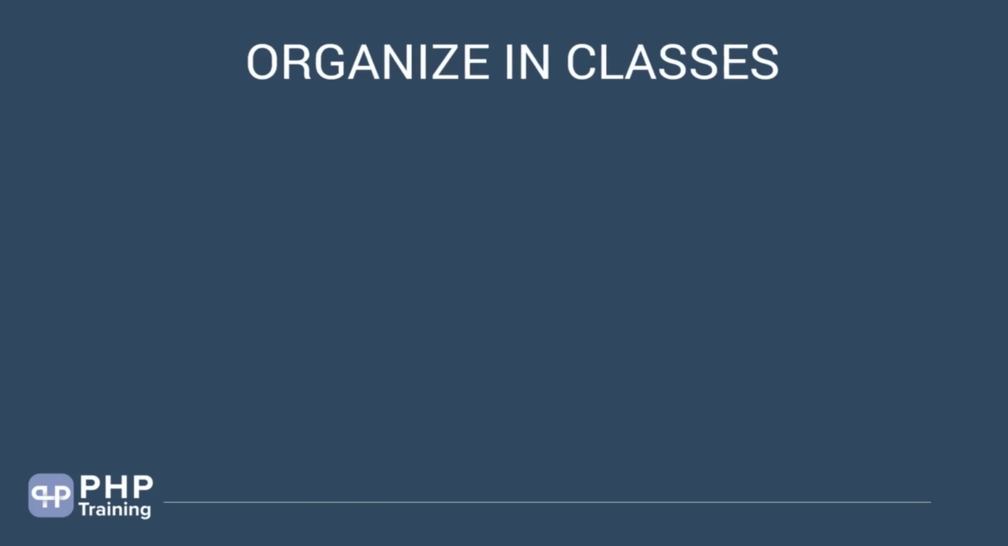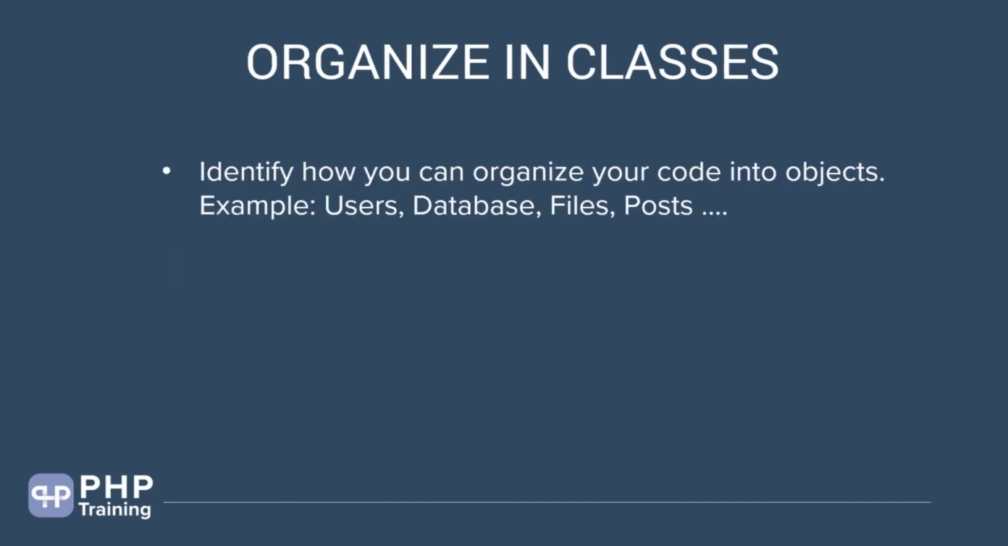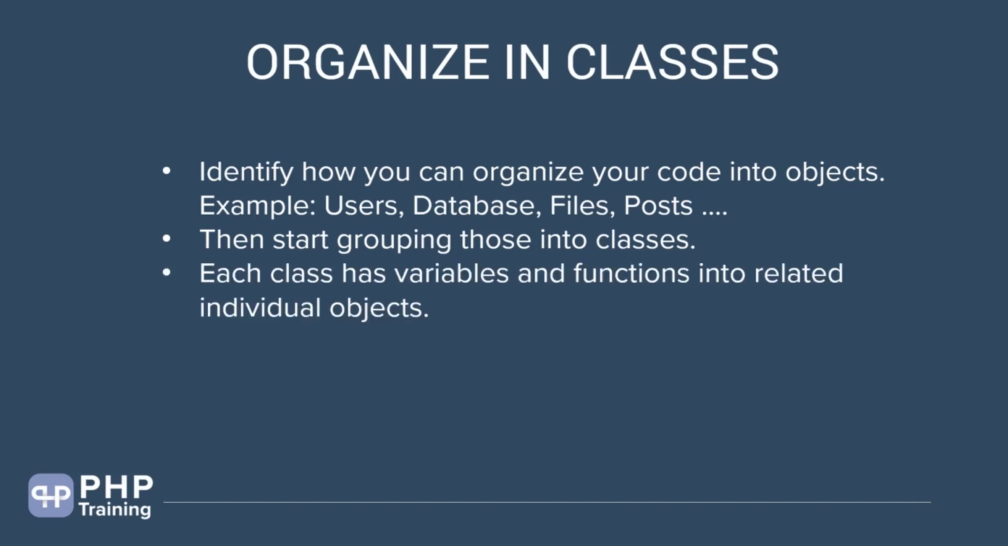So let's look at how to organize in classes. You have to identify how you can organize your code into objects, for example users, database, files, and posts. That is the first step. Then you start grouping them into classes, because you cannot start by defining an object. An object is defined from a class. So the first step is to define the classes, and each class has variables and functions related to individual objects.